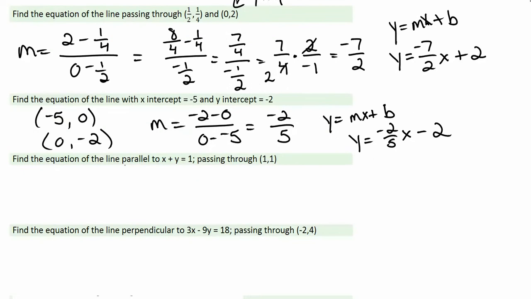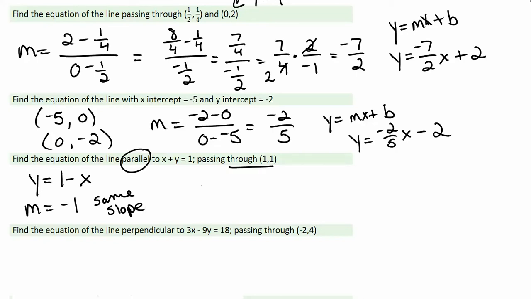Okay, now we want to find the equation of the line parallel to this line passing through 1, 1. In order to find the slope from a line that's given to you in this form, it's best just to solve it for y. So if you solve this for y, you get y equals 1 minus x. The slope is always the coefficient in front of the x term, so in this case the slope is -1. Now, if the lines are parallel, we're going to have the same slope. So we have the point and we have the slope.